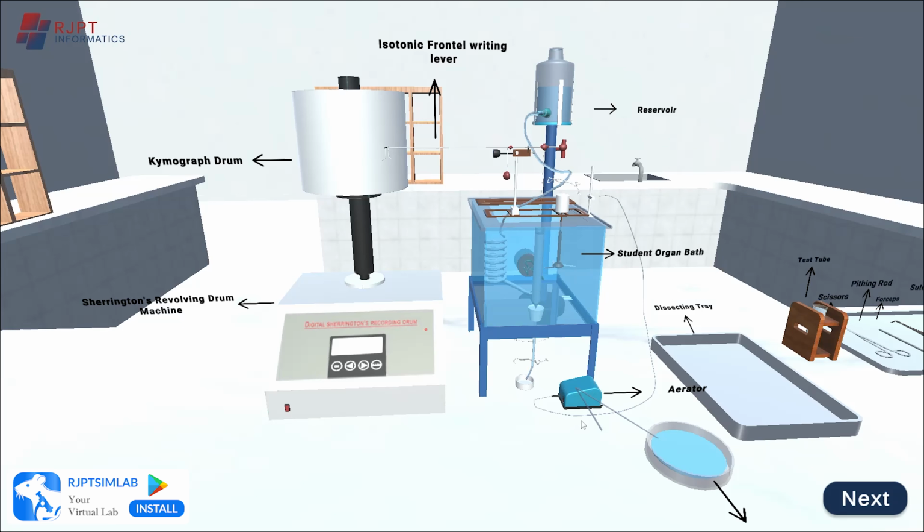This is the aerator part. The aerator is connected to the student organ bath so that it can supply a continuous supply of oxygen and carbon dioxide to the tissue so that it is kept away from degradation and it is kept preserved while performing the experiment.